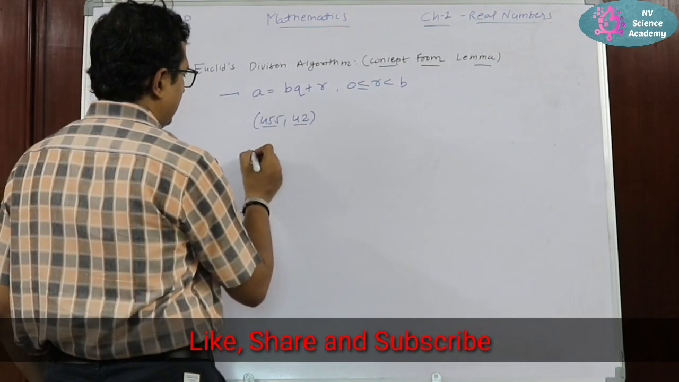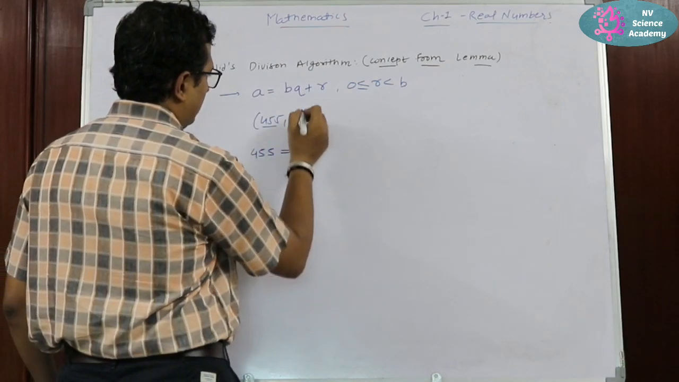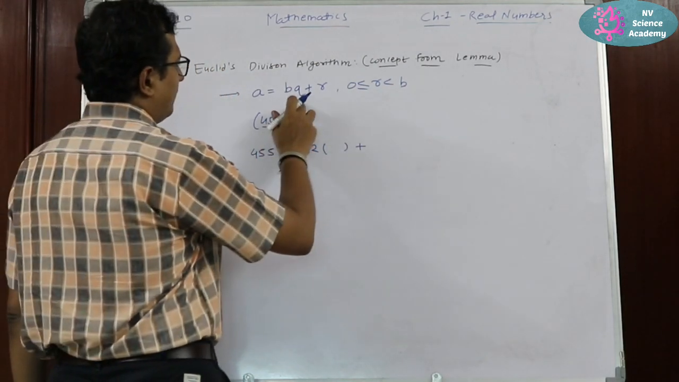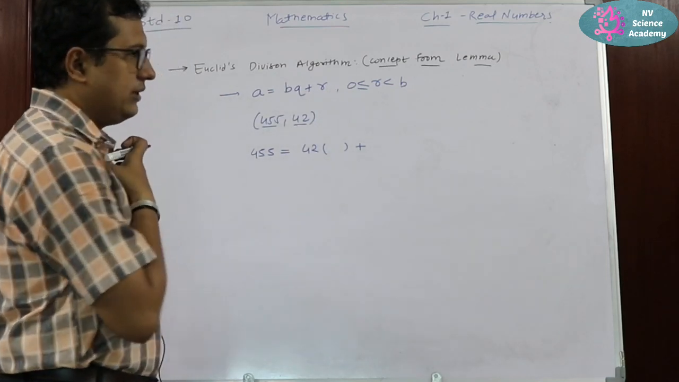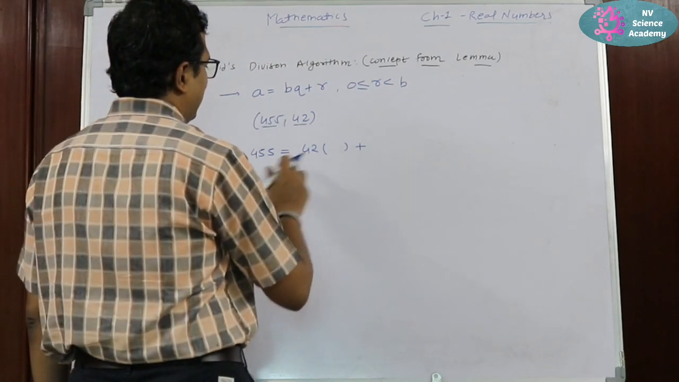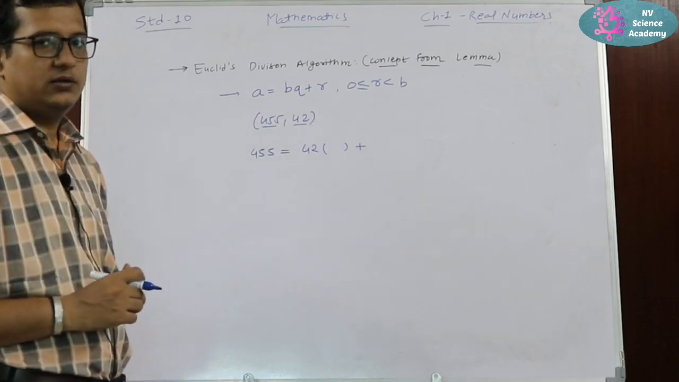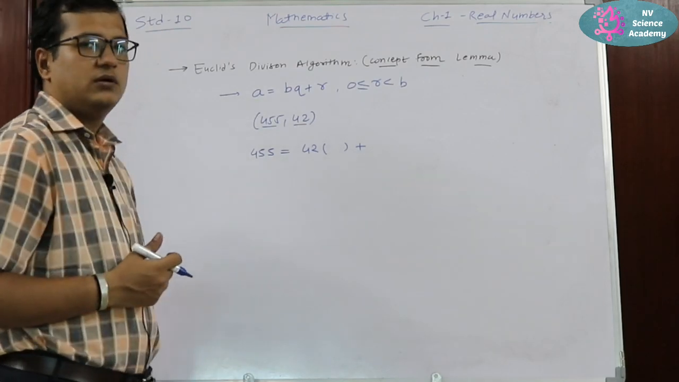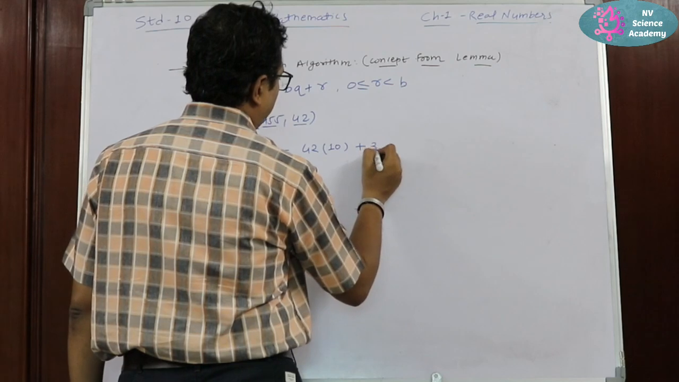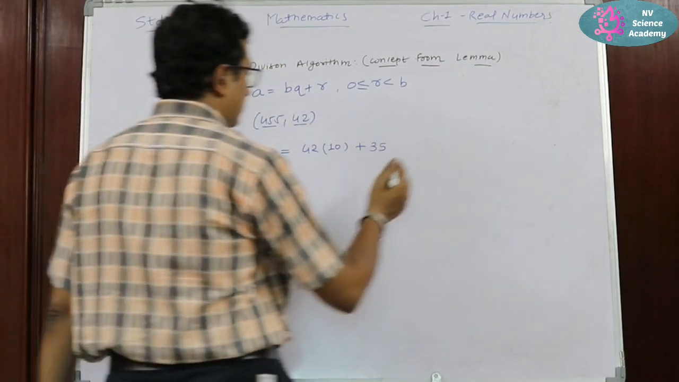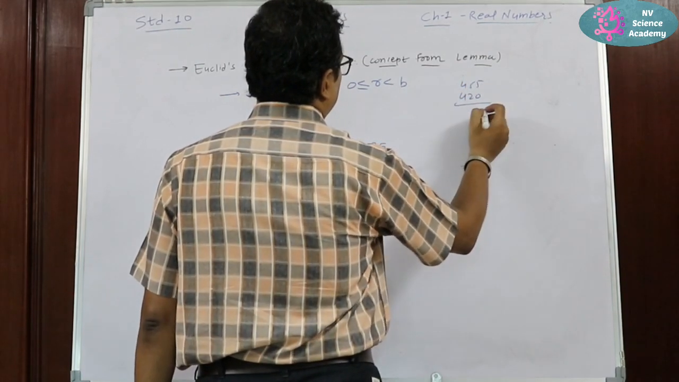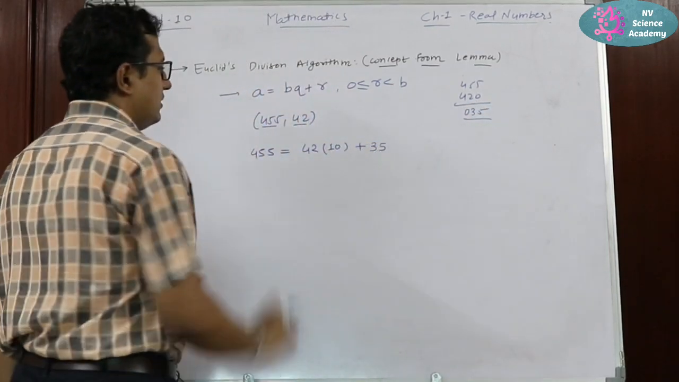So I write the equation 455 is equal to 42 into the bracket plus. Now we are going to find the values of q and r. We know the table of 42. If you multiply 42 by 10, you will get 420, and the remainder will be 35. You can cross-check it: 420, and this is 455, so the remainder will be 35.